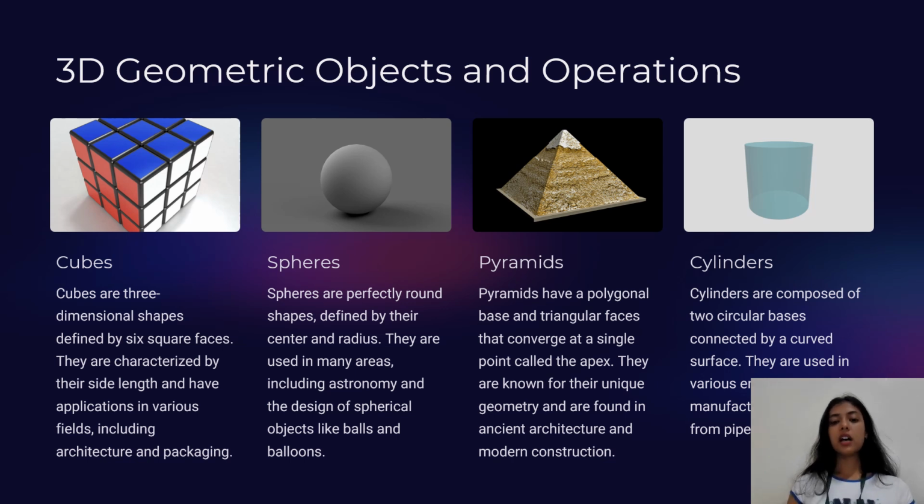Pyramids. Pyramids have a polygonal base and triangular faces that converge at a single point called the apex. They are known for their unique geometry and are found in ancient architecture and modern construction. Cylinders. Cylinders are composed of two circular bases connected by a curved surface. They are used in various fields, such as manufacturing pipelines.